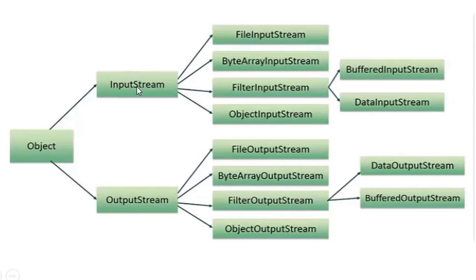When I say input stream, input can be from anywhere. If you are taking from a file, then it will be a file input stream. If your interest is to collect the data from different files, then it will be a byte array input stream. You can use this particular object, right? You have something called a filter input stream. With respect to filter input stream, you have categories: one is a buffered input stream and the other a data input stream.